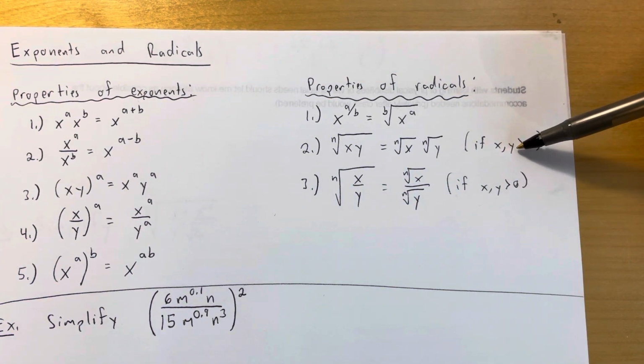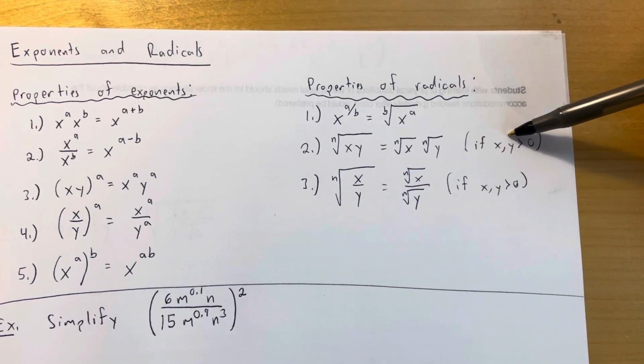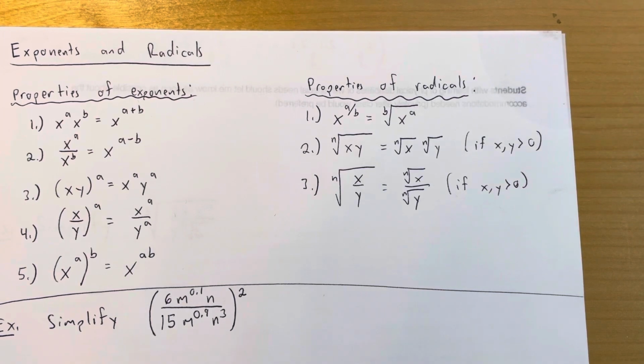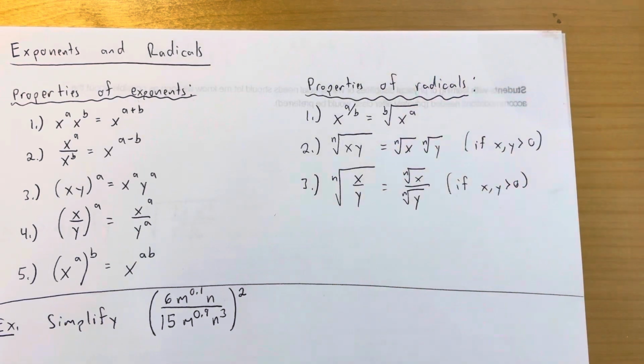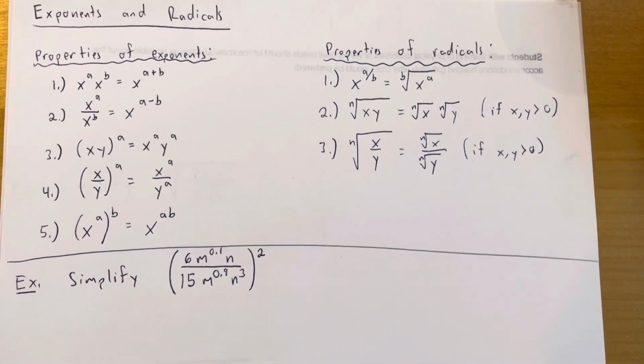So this property just has this extra condition on it to avoid the complication of dealing with complex numbers and things like that. Okay, we have a similar one for quotients right here. Let's go ahead and get into the examples.